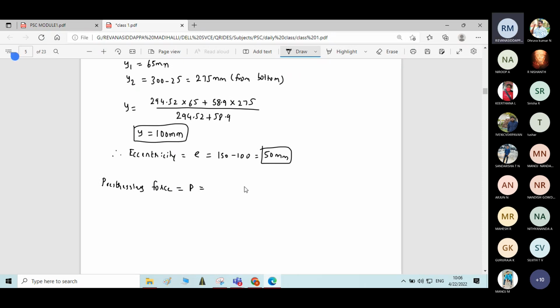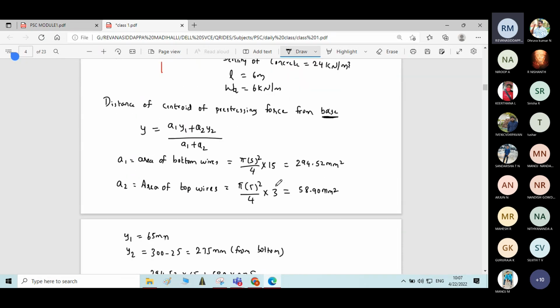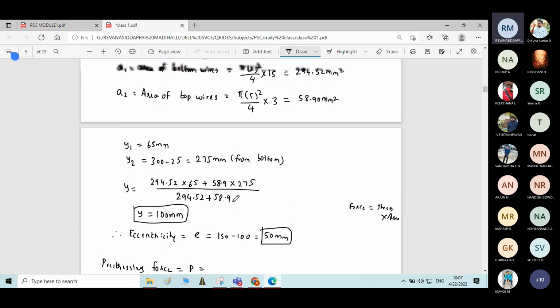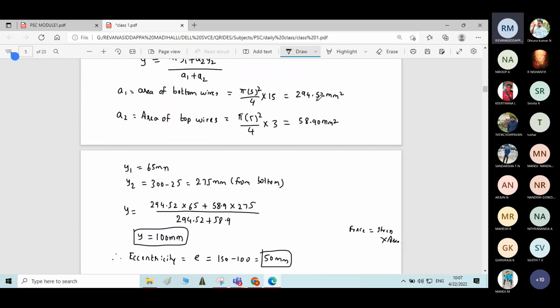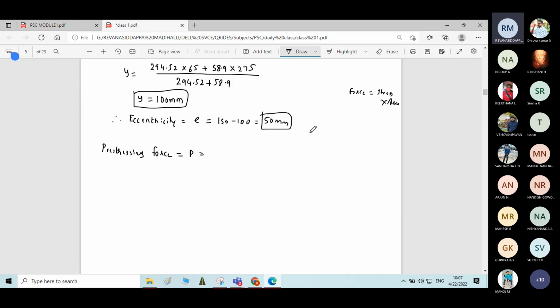P is equal to, what is force? Force is stress into area, correct? Stress is equal to force by area, therefore force is equal to stress into area. Stress in the wires is given. How much is it given? 840. And the area of the wires you can calculate. It will be 294.52 plus 58.9, which will give the total area of the bars.